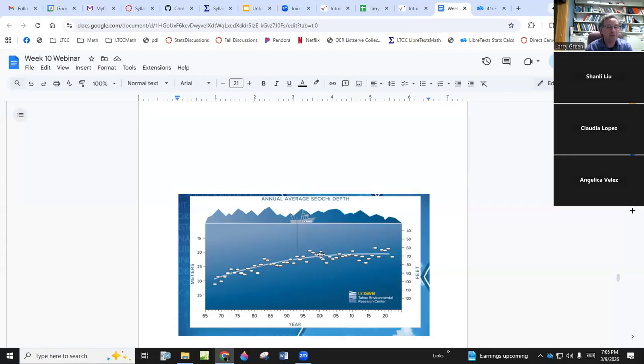Any guess? Let's see, I'll jump in with one word. Weather. So if you have a whole lot of snow and rain, then you have a whole lot of soil that goes into the lake and you lose clarity. Whereas if you have a lot less, then you have good clarity. Okay. So that's these ups and downs.